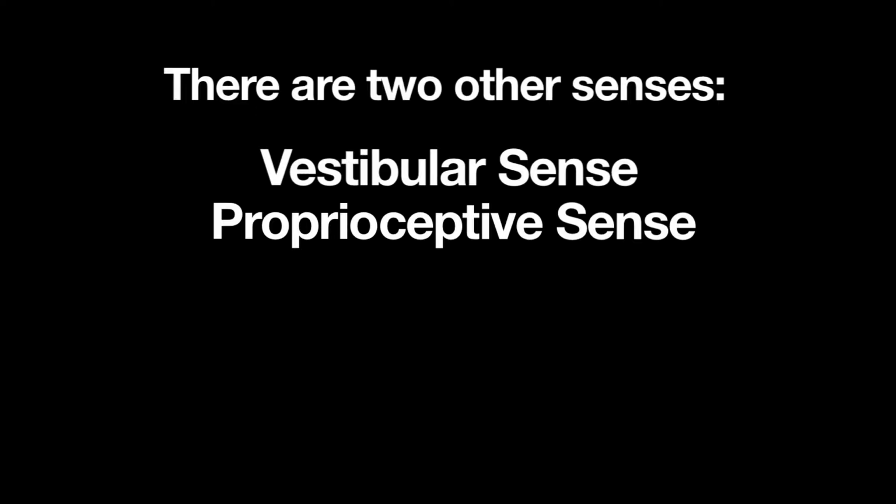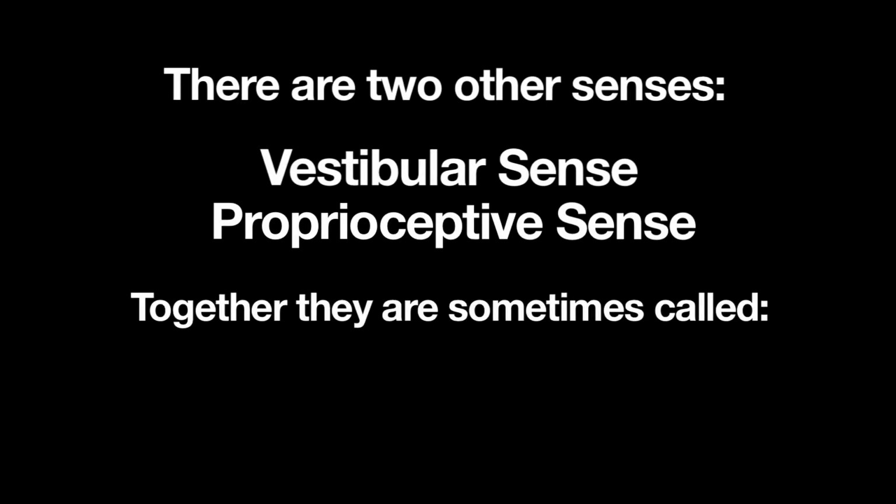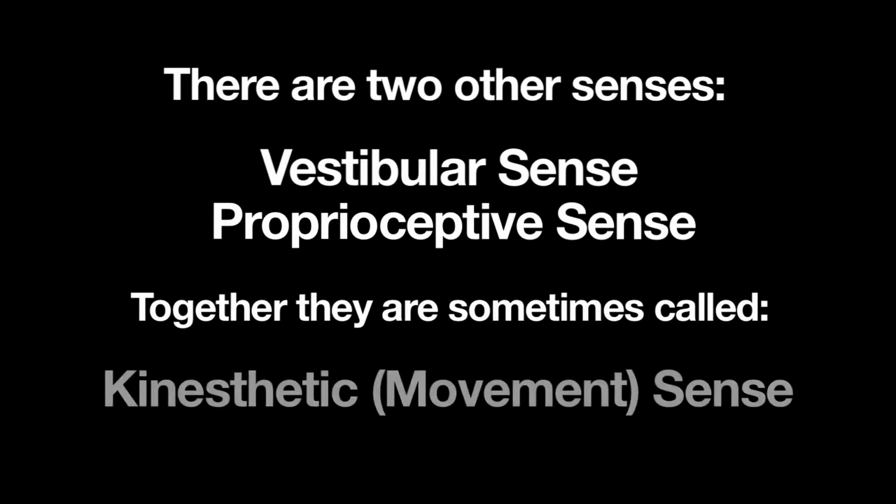These give us information about the movement and position of the head and body. In fact, sometimes these 2 senses, plus parts of the sense of touch, are lumped together and called the kinesthetic or movement sense or senses. Let's look at the vestibular and proprioceptive senses separately.